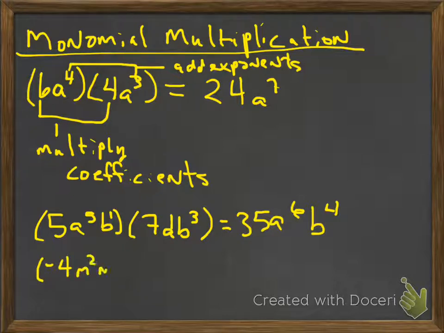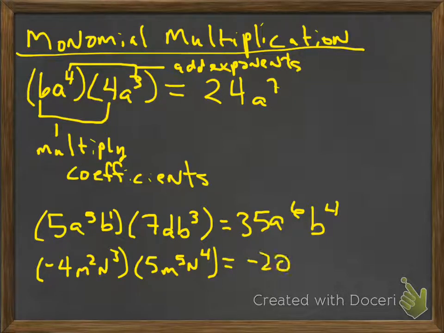One more example here: negative 4m squared n cubed times 5m to the 5th n to the 4th. So 5 times negative 4 would be negative 20. m squared and m to the 5th would give me m to the 7th, so add the exponents, and then add 3 and 4 to get n to the 7th. So negative 20 m to the 7th n to the 7th.